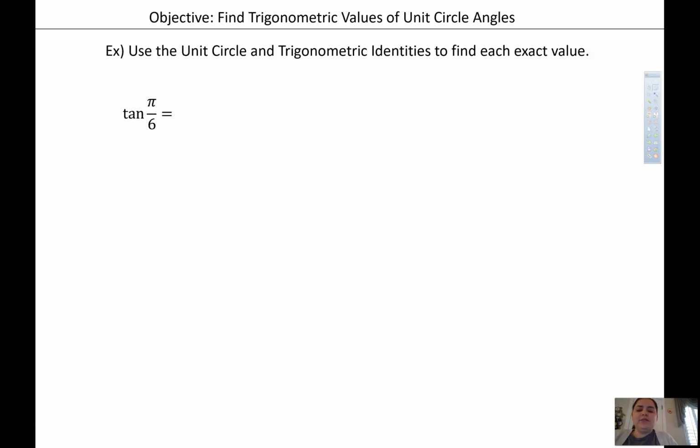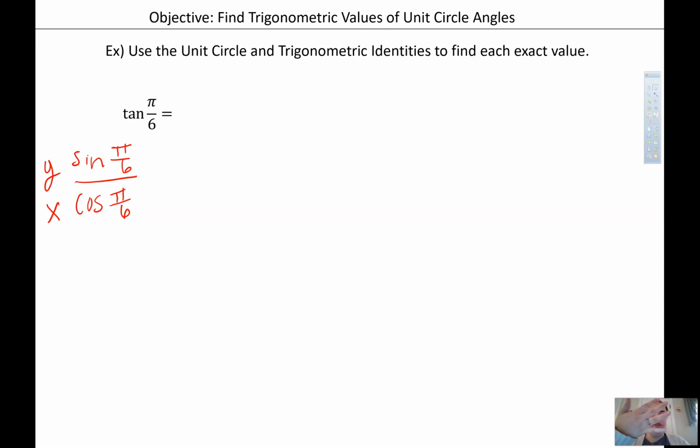So to find tangent of pi over 6, I know that my trig identity here is tangent of pi over 6 is going to be sine of the angle pi over 6 over cosine of the angle pi over 6, okay? And I know that sine is my y, and cosine is my x for the angle. So I'm looking for my tangent of pi over 6.